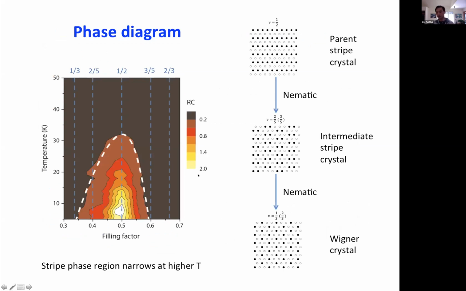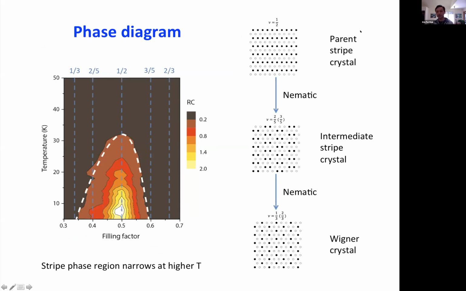So this is the polarization rotation angle, which is related to the optical conductivity anisotropy, as a function of filling factor and temperature. The dashed lines are the expected stripe crystal phases. As I mentioned, the polarization rotation extends over a much broader range compared to the crystal states. And this is the picture that we have so far.